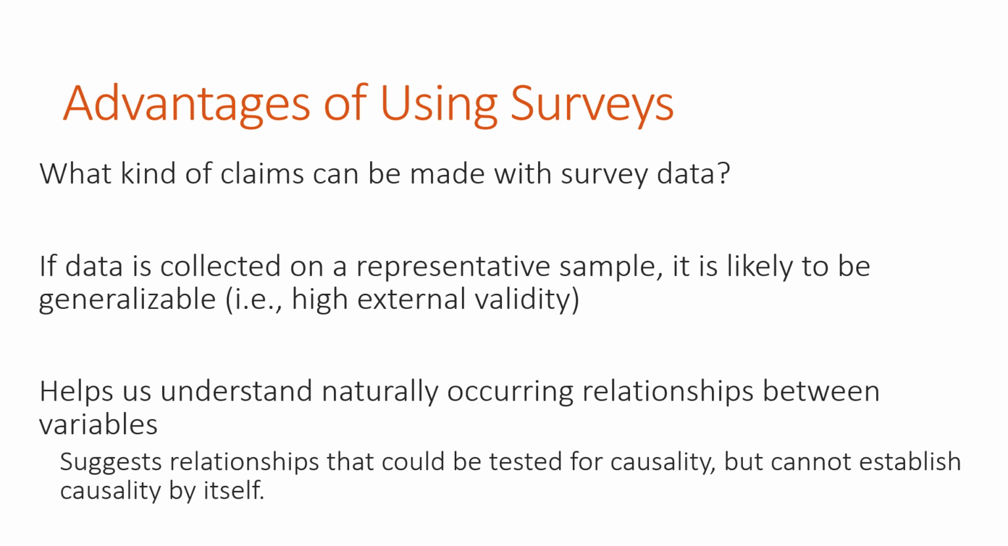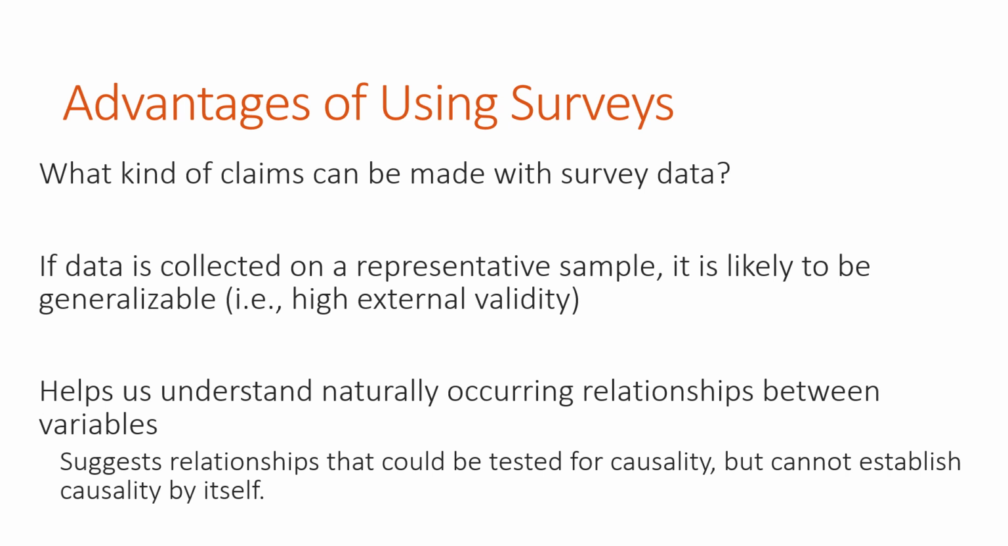And for many researchers, making those kinds of claims is extremely important. And so this is a great way to do that. Assuming that your data is collected on a representative sample, we'll talk more about that in the next chapter, it's likely to be generalizable. That is, it has high external validity. So you have a better chance of arguing that the results you found, or the connection you found, or the frequency data you reported actually exists beyond the sample you studied, but in the population more broadly. That's really appealing for a lot of researchers to have that ability to do that.